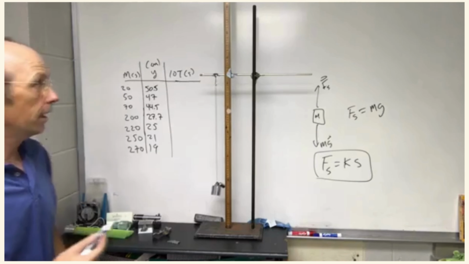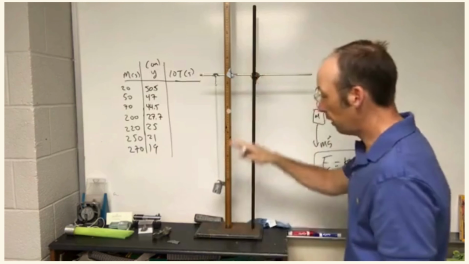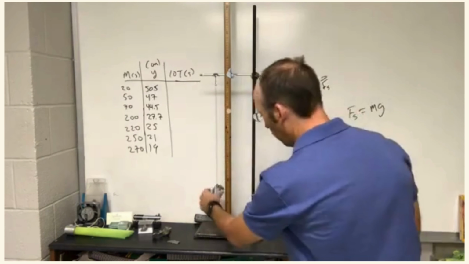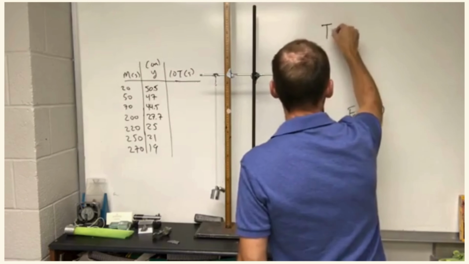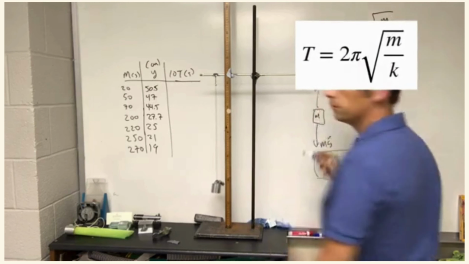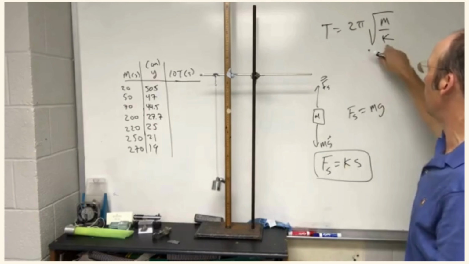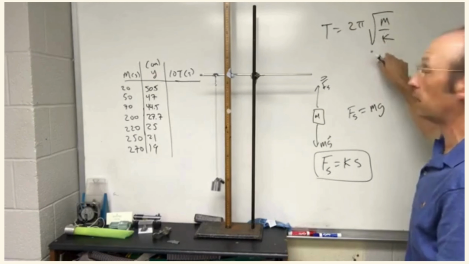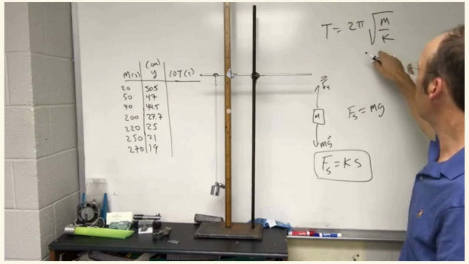So the other thing is if I take this and I oscillate it, it turns out the period of oscillation, the time it takes to go from here back to there, one complete oscillation, is T equals 2 pi square root of m over k. That's the period of oscillation. Okay. So I want to collect period and mass data so I can again make a graph to find k. And this is the part that everyone has trouble with, so I'm going to show you that.